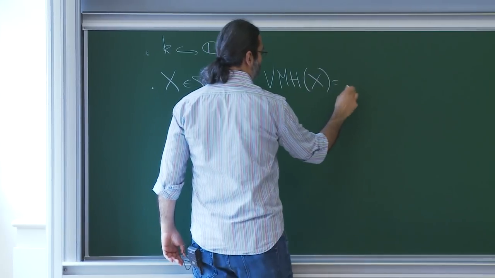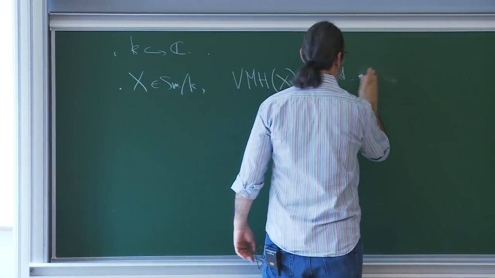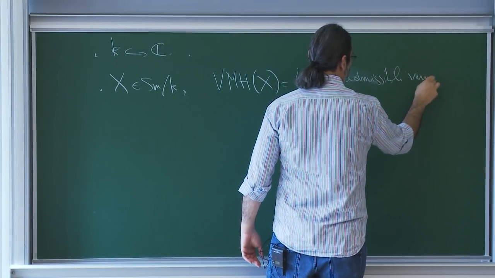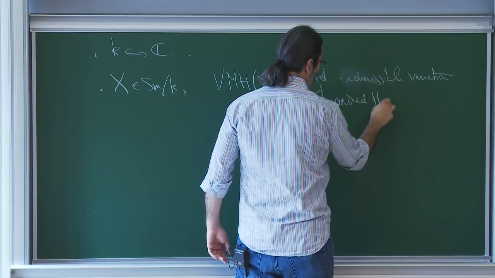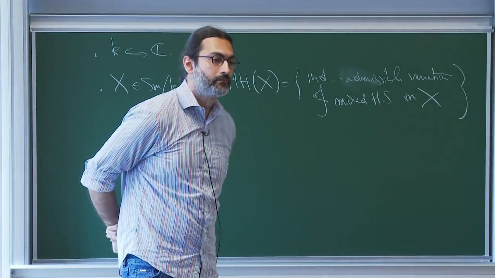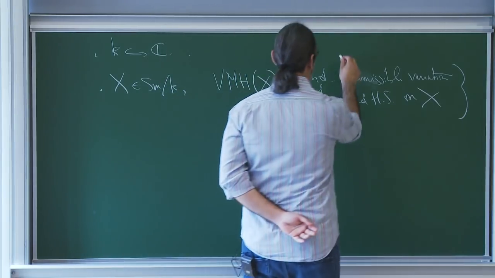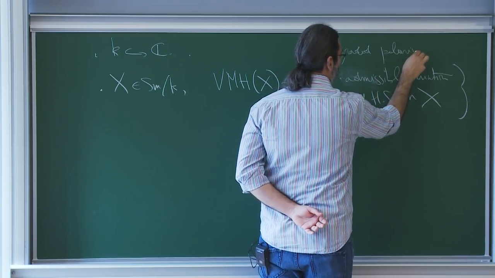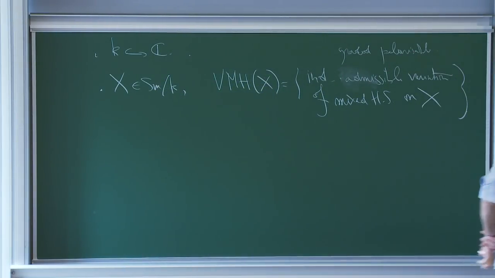This is, of course, again ind-objects or ind-admissible variations of mixed Hodge structure on X. So the notion of variation of mixed Hodge structure, first of all, for pure Hodge structure, is it polarizable? Yes, yes, graded polarizable. So I want graded polarizable. Conditions that one imposes? Yeah, yeah. So you put all the strongest possible conditions.